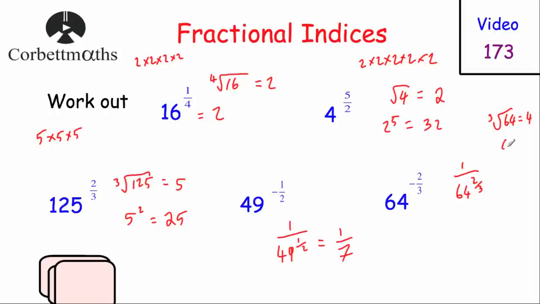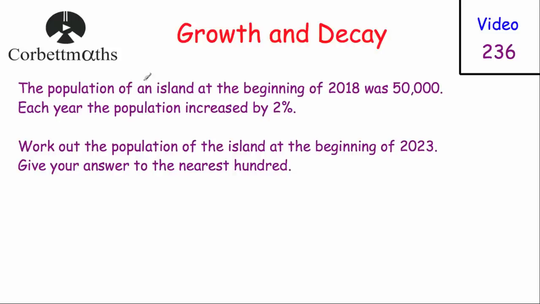And then we're going to square it. So we're going to take our 4 and we're going to square that, and that's equal to 16. So 64 to the power of 2/3 is equal to 16. So we had 1 over that, so it's going to be 1 over 16, and that's it. So we wrote 1 over 64 to the power of 2/3, and then we worked out what 64 to the power of 2/3 would be, which is 16. So the answer is 1 over 16. And that's it.